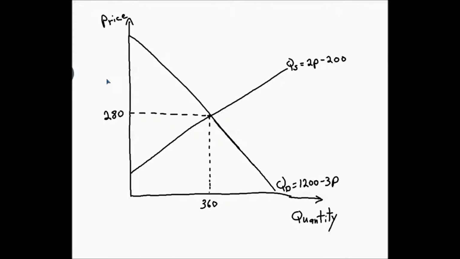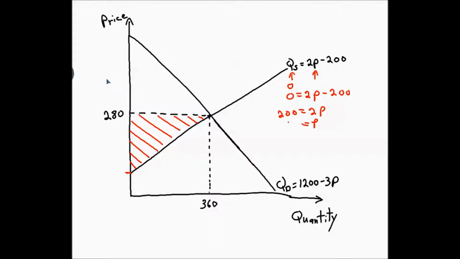The next thing we need to do is figure out consumer and producer surplus. Producer surplus is the area above the supply curve but below the selling price. So this is producer surplus here, that triangle. To find the area of that triangle, I'm going to need this point right here. Think about logically what that point is. That's the selling price where producers first come into the market, where the quantity supplied goes from 0 to some positive amount. So setting it equal to 0, I get 0 equals 2p minus 200. Adding 200 to both sides, 200 equals 2p, dividing by 2, p is 100. So this number right here is 100.